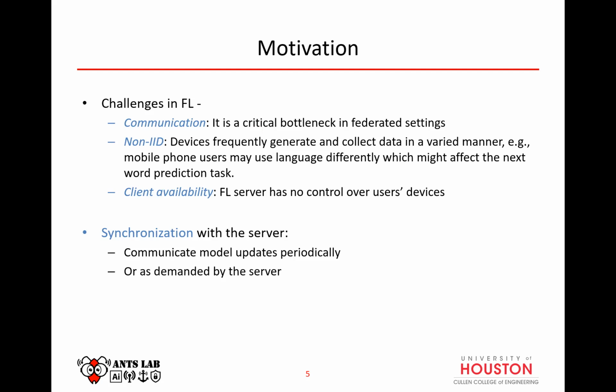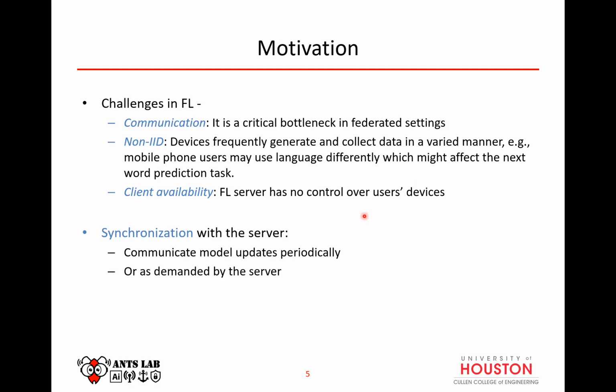And the second challenge is non-IID data. The devices frequently generate and collect data in a varied manner. For example, if you have mobile phone users and you are doing keyboard prediction or some language model training on your phones, then every user uses the language differently. So the next word prediction task can have data which is very varied from every user. This means that the training data are non-identically distributed, which means that the local devices' data cannot be regarded as samples drawn from the overall distribution.